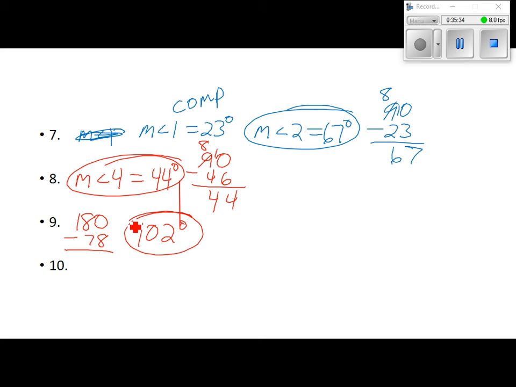Angle 7 is supplementary to angle 8. Angle 7 is 109 degrees. So we just take 180 minus 109. You end up with 71. So the other angle is 71 degrees. Don't make those harder than they are. If they're complementary, they got to add up to 90. If they're supplementary, they got to add up to 180. So when they say the complement of something, you know that they got to add up to 90. The supplement of something, they got to add up to 180.